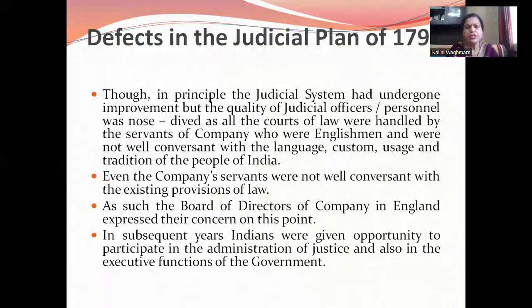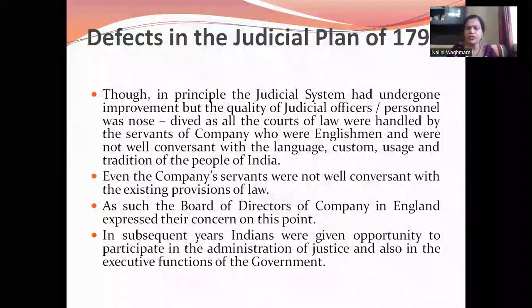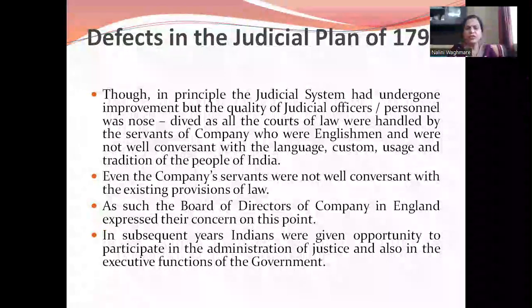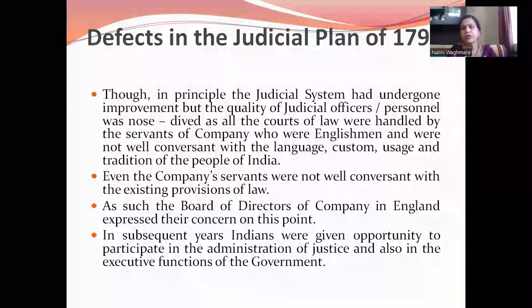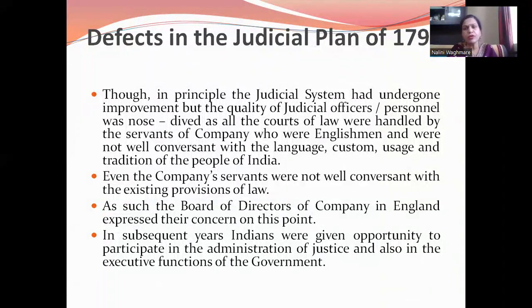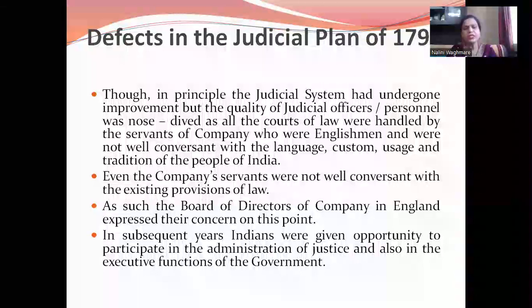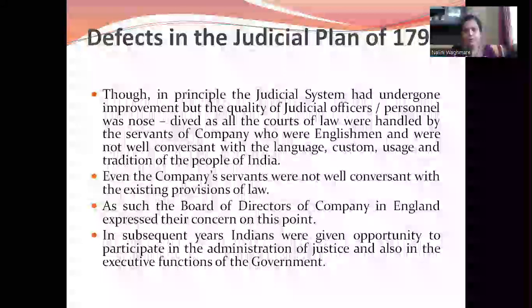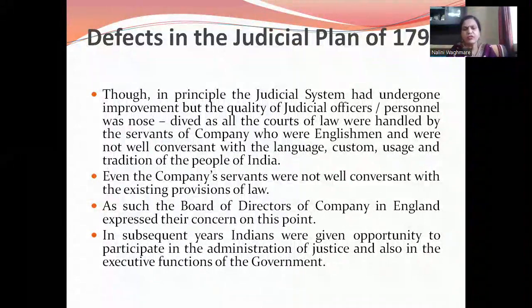So in principle, the judicial system had undergone improvement, but the quality of judicial personnel was in a nosedive, as all the courts of law were handled by the servants of the company who were Englishmen and were not well conversant with the language, custom, usage, and tradition of the people of India. So according to English law, they only followed those things. Even the company servants were not well conversant with the existing provisions of law. As such, the board of directors of the company in England expressed their concern on this point.